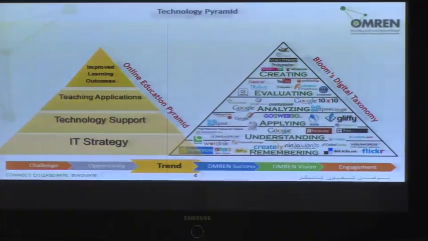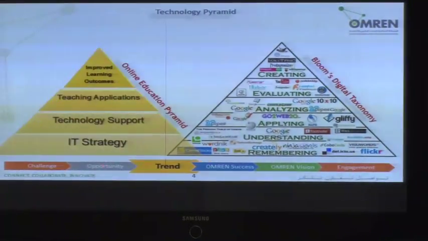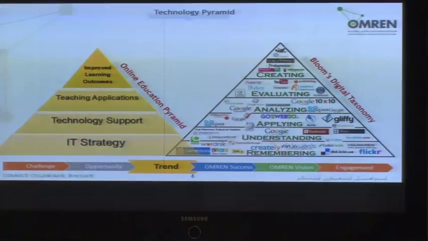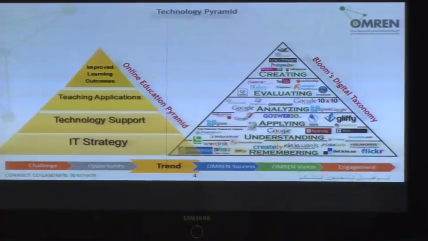Trend. I'm moving now from challenges to opportunities, where we have translated the challenges into opportunities. We'll talk about the trend, where I brought the Bloom taxonomy, which says how you would improve the understanding of students on a normal teaching methodology, and how it relates to the online education pyramid. As it says, if you need improved learning outcomes, you need to improve the teaching applications. And to improve the teaching applications, you need to improve the technology that supports it. And in order to improve the technology that supports it, you need to have a proper IT strategy.